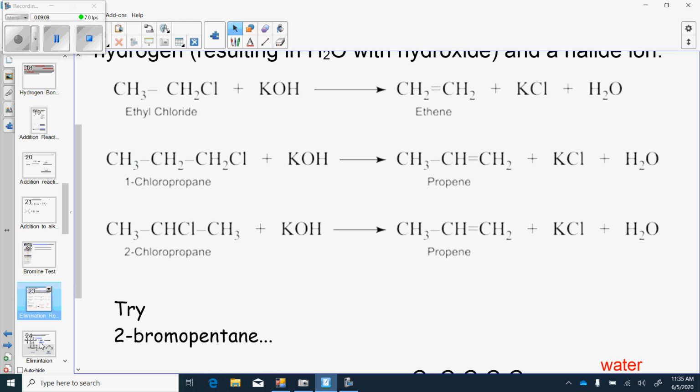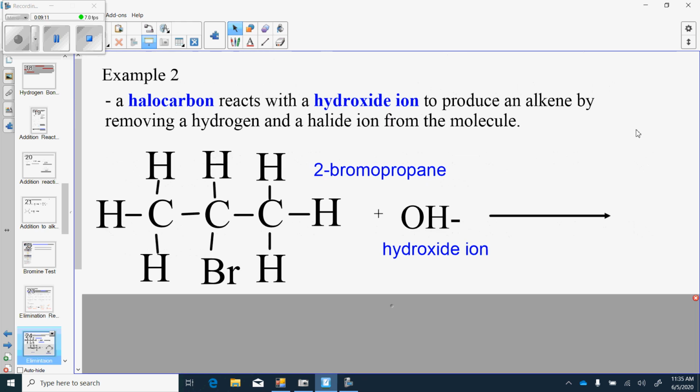Okay, let's try one more. You guys try it. So pause right now, take a piece of paper and a pencil, and predict what are the products going to be here. Pause, try it on your own. Come back when you're done.